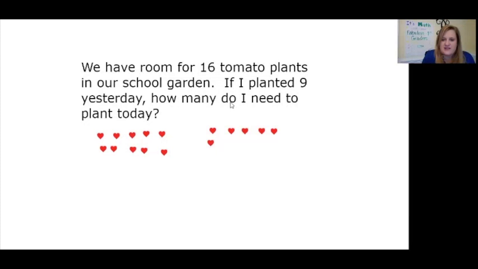So let's read the next sentence together. If I planted 9 yesterday, how many do I need to plant today? So what was the next thing that you did? Good. I circled my 10 group and then I crossed off 9. So I crossed off 5, 6, 7, 8, 9. So how many do I need to plant today? Let's count how many are left. 1, 2, 3, 4, 5, 6, 7.